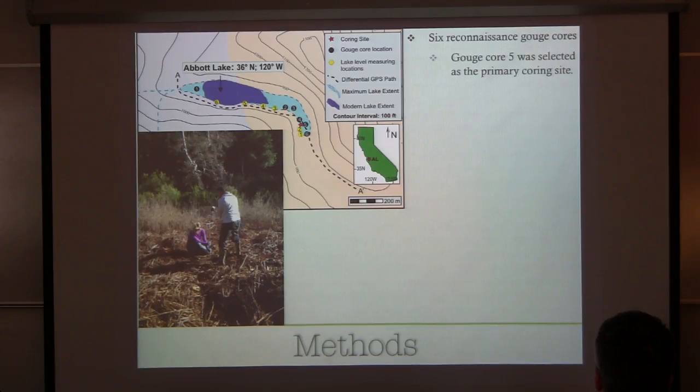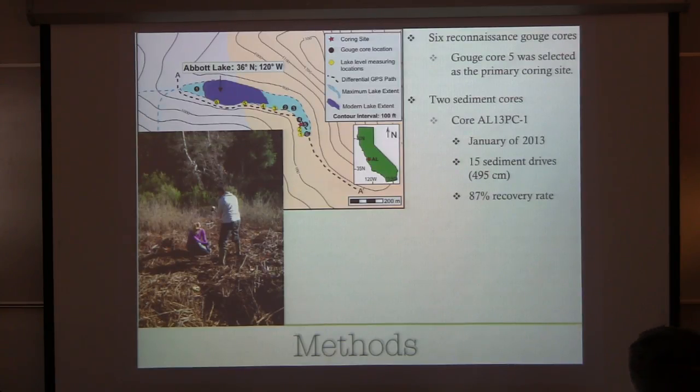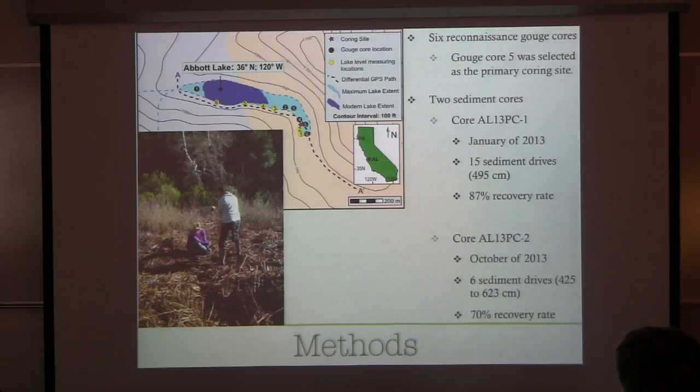Of the 6, gouge core 5 was selected as our primary coring site because it had the thickest sediment sequence. And so from the red star, by gouge core 5, we took 2 sediment cores. The first was taken in January of 2013. The second was taken in October of 2013 from the same location to extend that record.